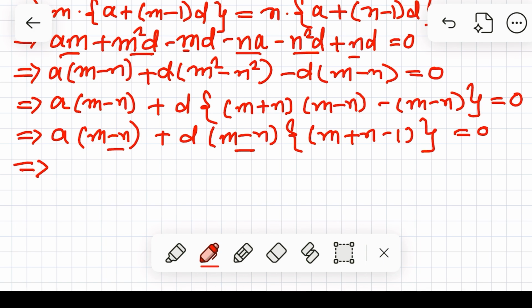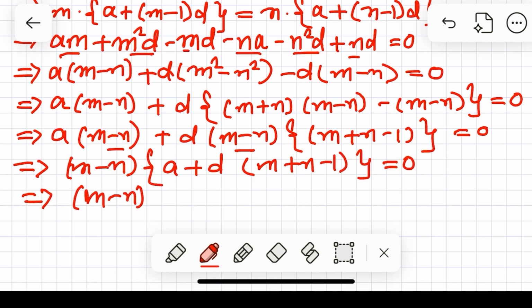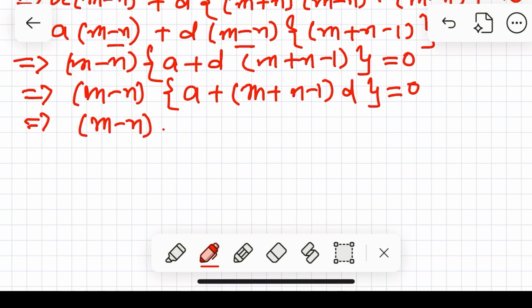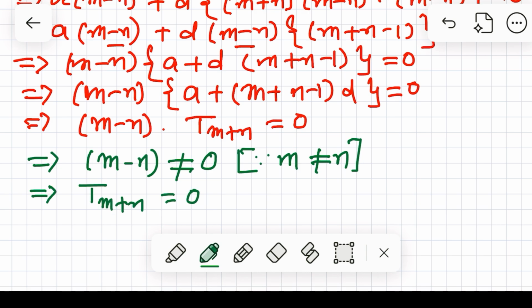Again m minus n is common, so remaining term is a plus d multiply m plus n minus 1 equal to 0. Now arranging the terms, we can write m minus n multiply, and this entire term is m plus nth term equal to 0. In the question, the statement is m is not equal to n, so m minus n also not equal to 0. So we can say m plus nth term equal to 0, hence m plus nth term is 0, hence the required result.